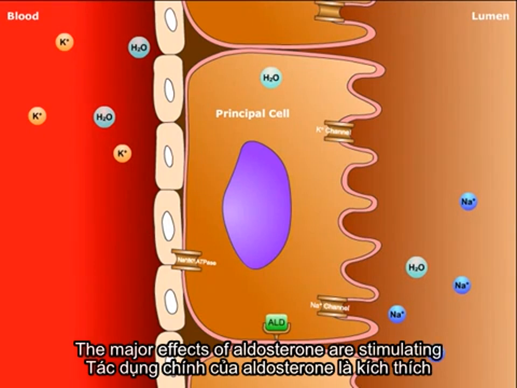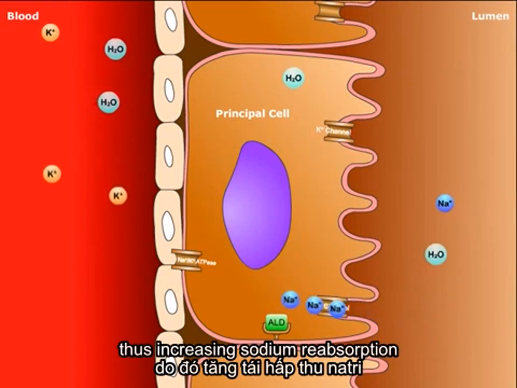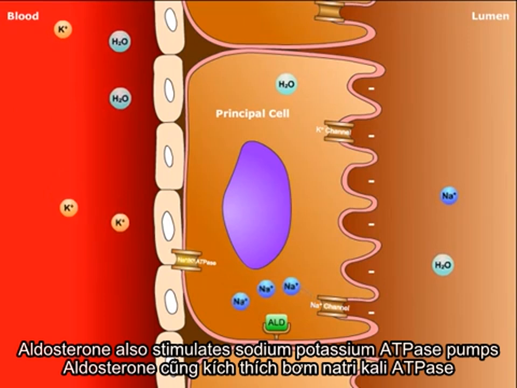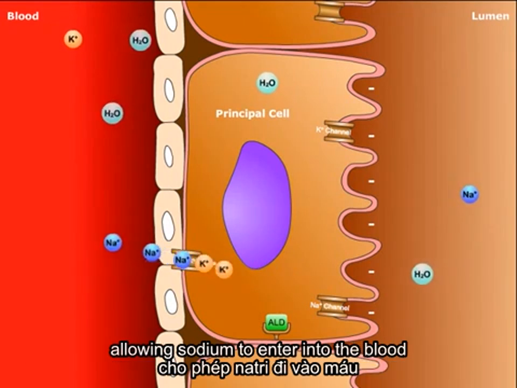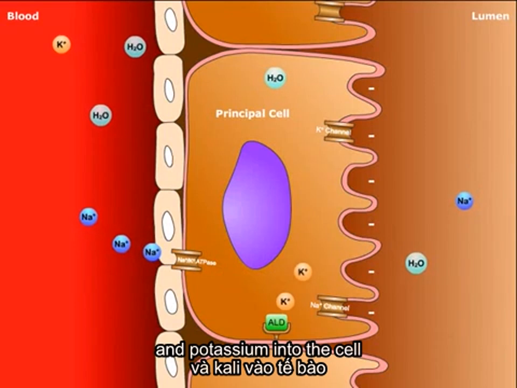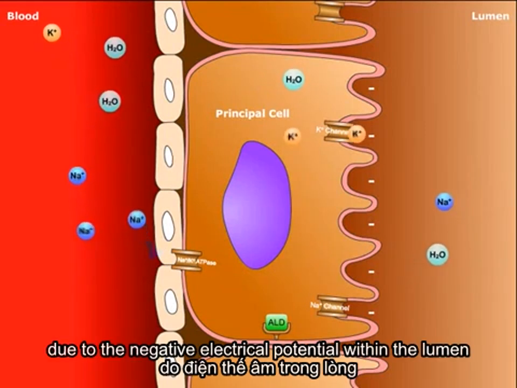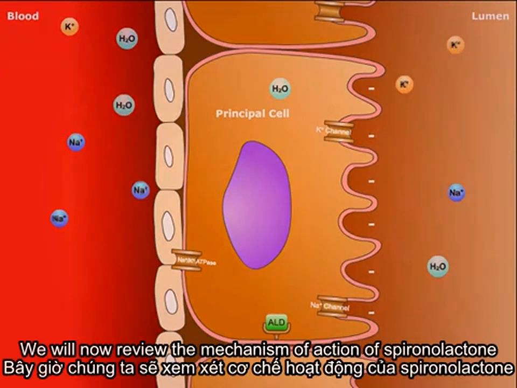The major effects of aldosterone are stimulating epithelial sodium channels, thus increasing sodium reabsorption and creating a negative electrical potential within the lumen. Aldosterone also stimulates sodium-potassium ATPase pumps, allowing sodium to enter into the blood and potassium into the cell. Due to the negative electrical potential within the lumen, potassium is secreted through ungated channels.